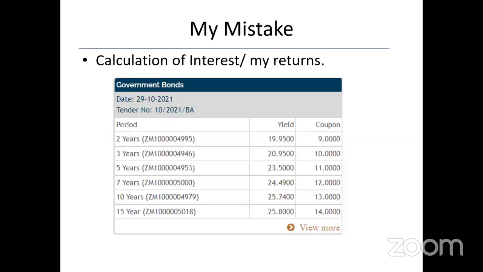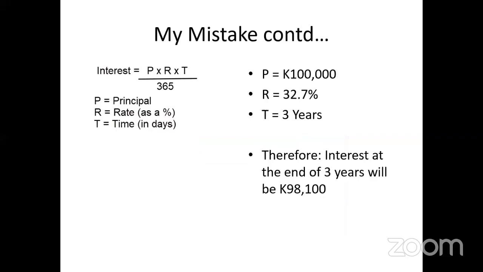And by the way, the time I was doing my bond, the yield was at 32.7 to about 33%. So in my head, I already thought, wow, an interest rate of 33%. If I put in my 100,000 kwacha, I'm going to get 33,000 kwacha. So what I did was use the normal calculation for how we calculate interest.